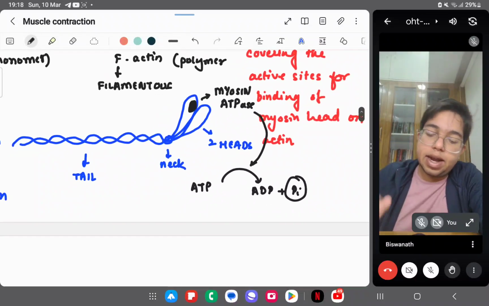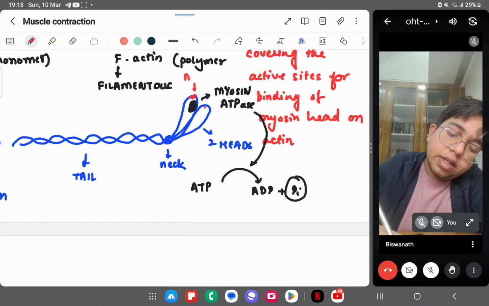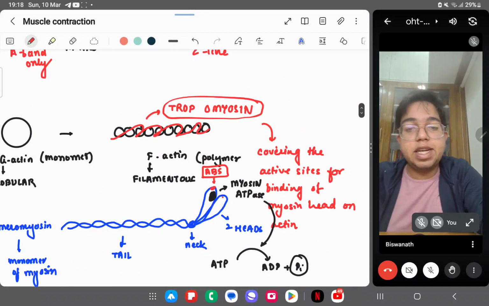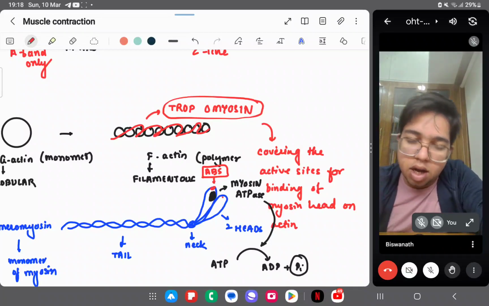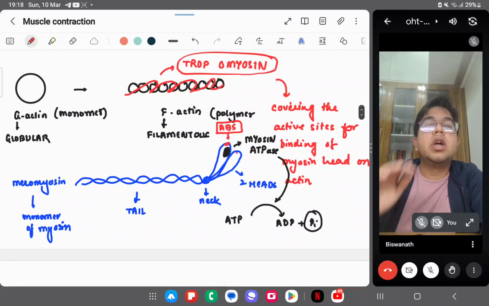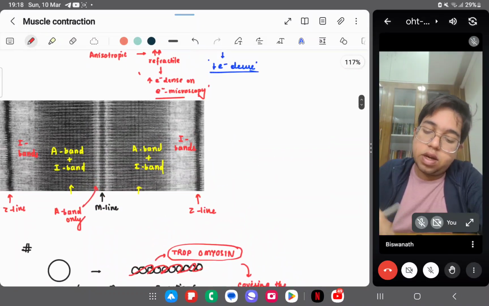And another site will be there, that is the actin binding site. Two sites will be there. This is the actin binding site. I am writing ABS. This actin binding site will bind to the active sites on the actin filament. Understood that?